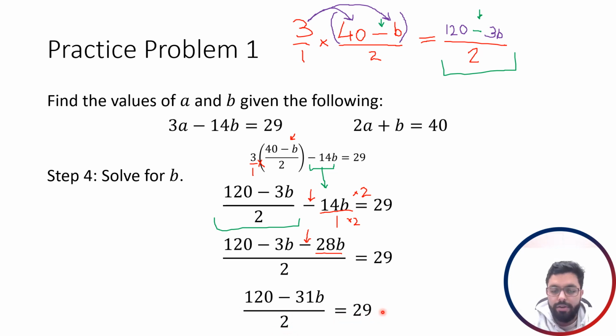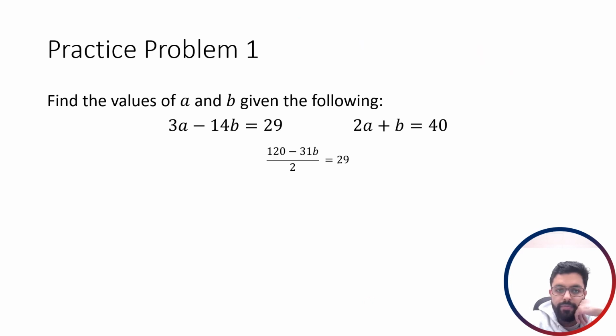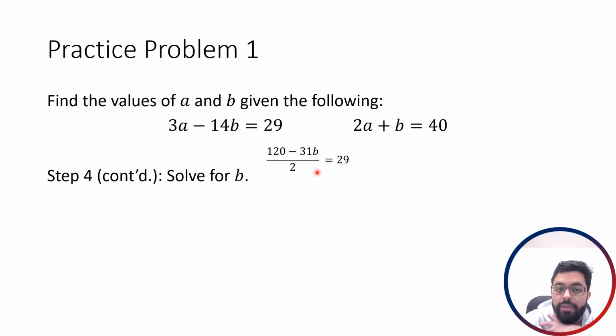So once again, I've run out of slide space, so we're going to go on to the next slide, and I'm going to copy this guy over to the next slide. So that's this right here. So we've got 120 minus 31b all divided by 2 is equal to 29. Now we're continuing with solving for b.